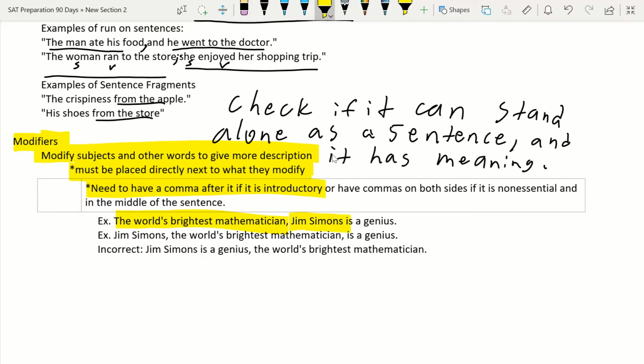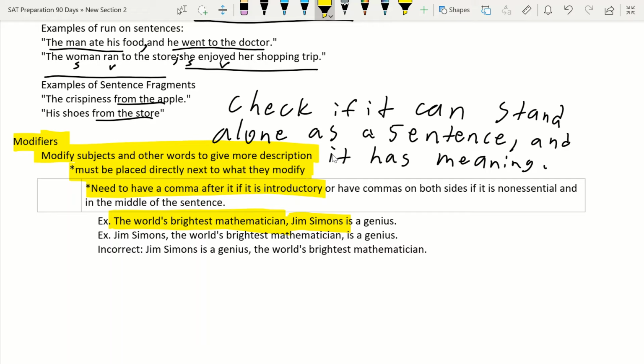For those of you who don't know Jim Simons, he's a genius investor, absolute mastermind, brilliant mathematician, probably a great guy. Never met him. I hope to. But either way, the world's brightest mathematician, that's our introductory modifying clause, right? So we're going to take this, the world's brightest mathematician, that's an introductory modifier. We have to have this comma after it.